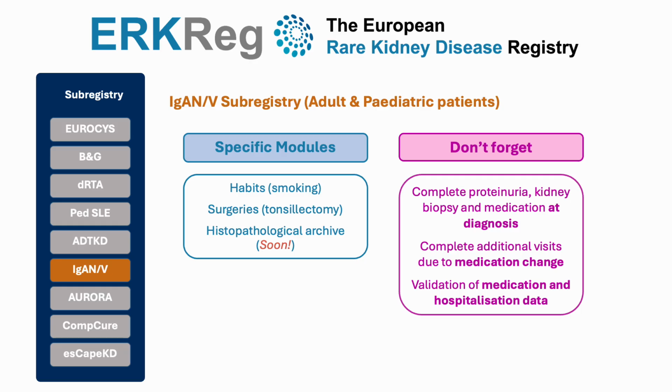The IgA nephropathy and IgA vasculitis subregistry includes both adult and pediatric patients. In addition to the shared modules, it collects specific information on lifestyle factors such as smoking, as well as relevant surgical procedures, including tonsillectomy. Isopathological archive is also planned. For this subregistry, please pay particular attention to completing proteinuria data, kidney biopsy information, and medication at the time of diagnosis.